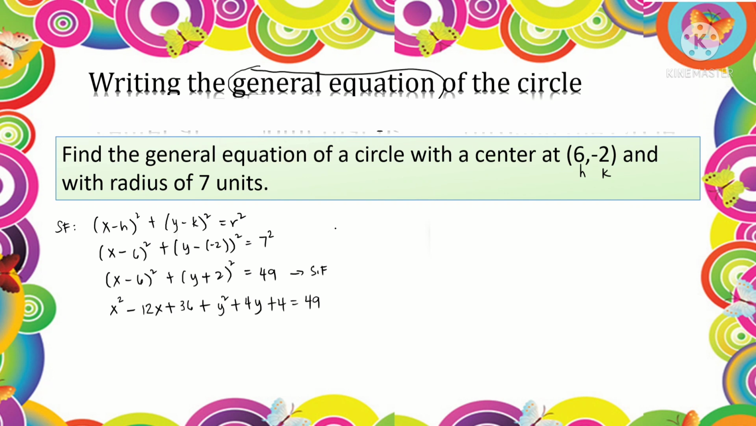Okay. The general equation of a circle is in the form x squared plus y squared plus dx plus ey plus f equals 0.